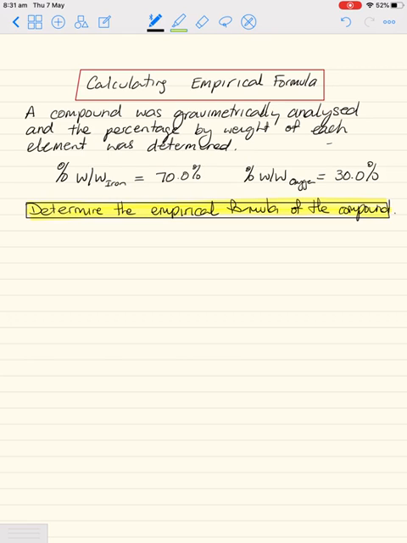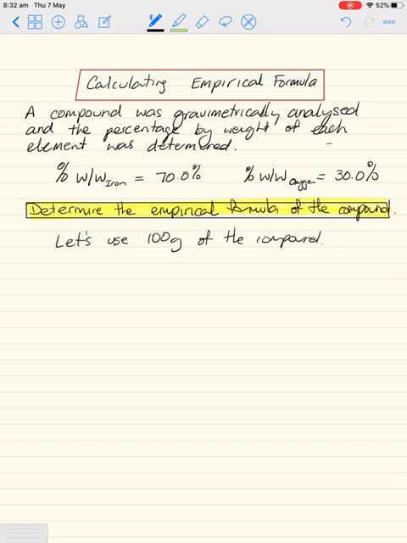30%. Now sometimes questions will actually give you the exact weights and then you would convert it into percentage if needed. But in this case, we've just got the percentage already. And we're expected to determine the empirical formula of the compound. So to start off with, we really need to find out what the number of moles of these things is. So we're going to say, let's use 100 grams of the compound.